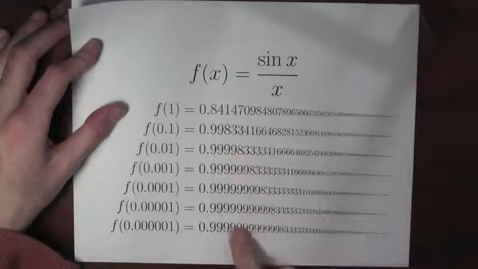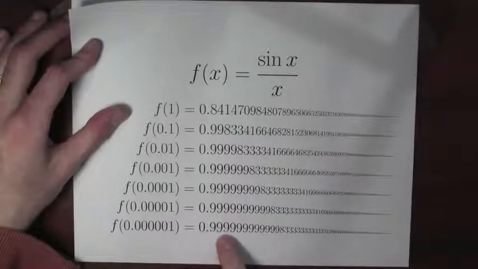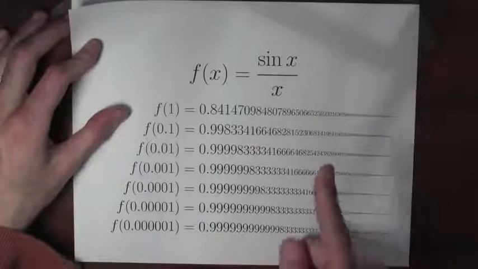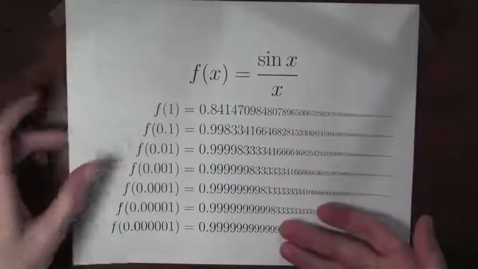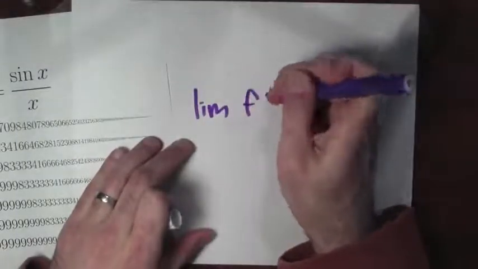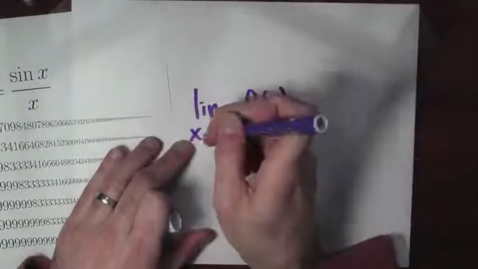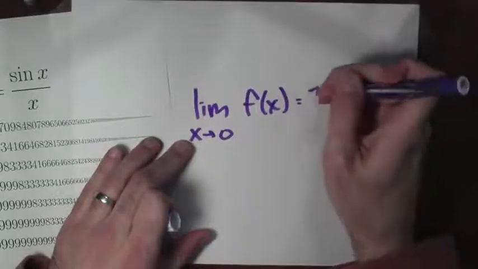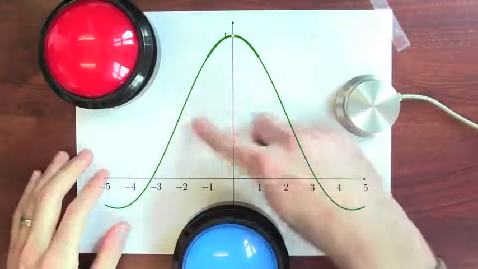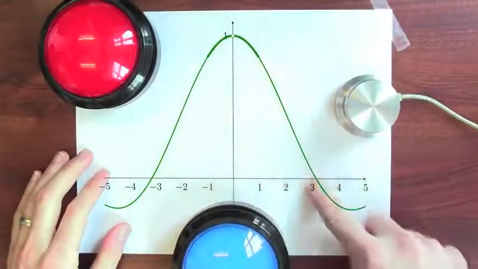And you keep looking down here, and these numbers seem to be getting close to something, right? 0.999999. This is really, really close to 1. So based on this table of values, you're tempted to guess that the limit of f of x as x approaches 0 is 1. Another way to gain some insight about this limit will be to look at a graph. Here's the graph. This is the graph of sine x over x.